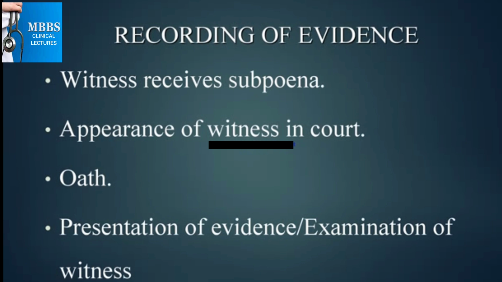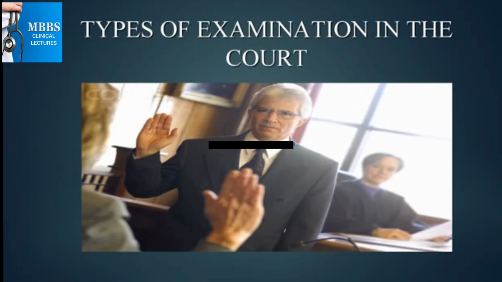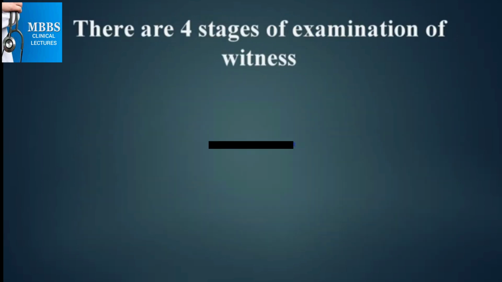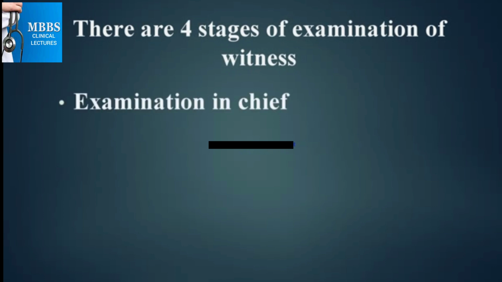Once the witness appears in the court, he takes oath, and then there is presentation of evidence in front of the judge. Now this is known as examination of witness, and we'll see why it is known as examination of witness. So we'll see what the stages or types of examination of witness in the court of law are. Now there are 4 stages of examination of witness.